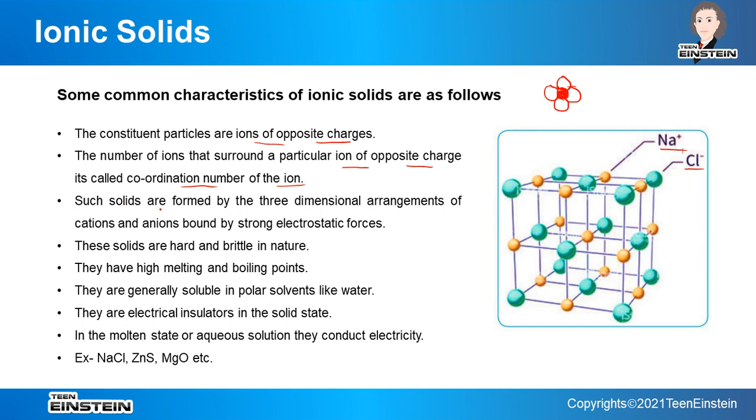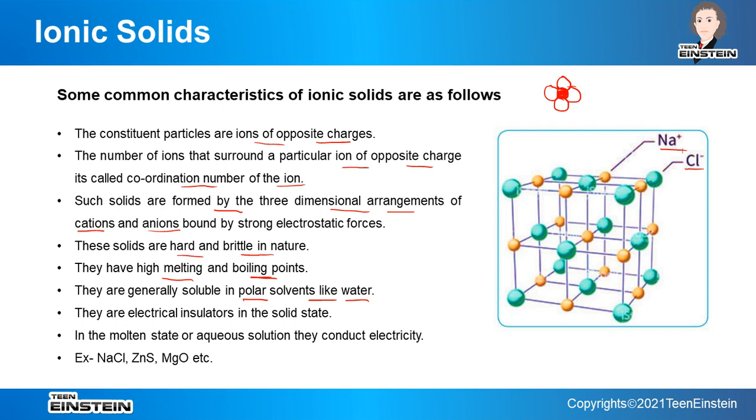So such solids are formed by a 3-dimensional arrangement of cations and anions. Obviously when we are talking about ions, there will be positive ions and also negative ions, and as they are oppositely charged, there will be strong electrostatic force. These solids are hard in nature and also brittle, they can break. They have high melting point and boiling point because there is strong electrostatic force. So to melt them we have to provide very high temperature, and to make them gaseous we have to provide very high temperature. They are generally soluble in polar solvents like water.